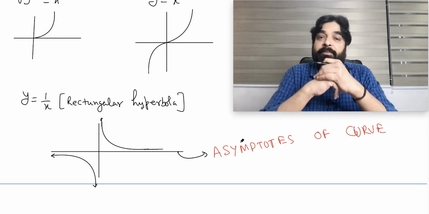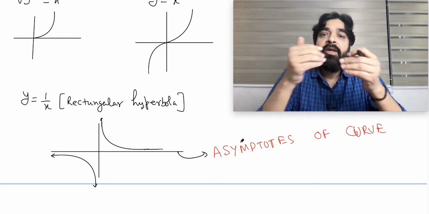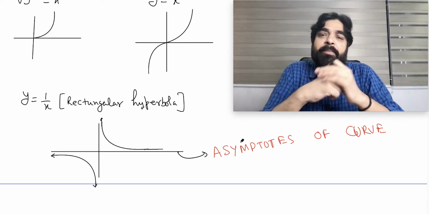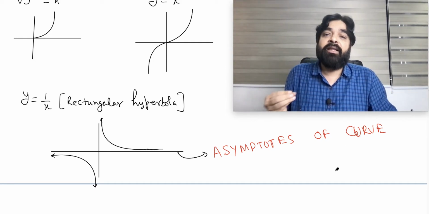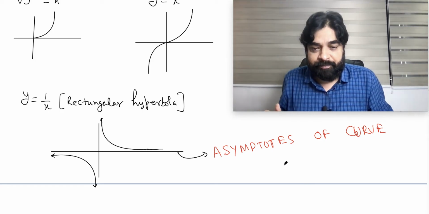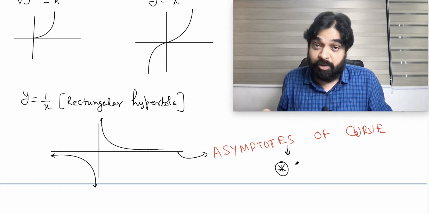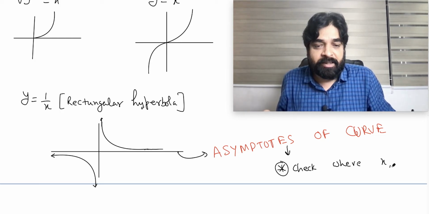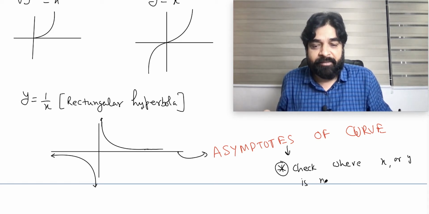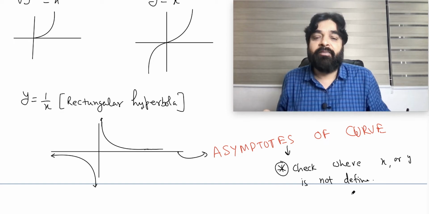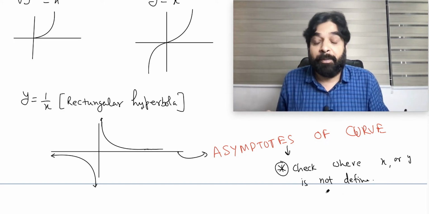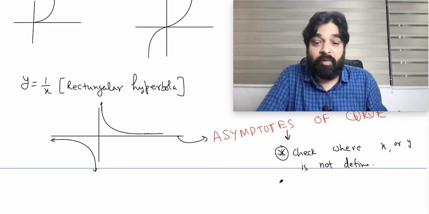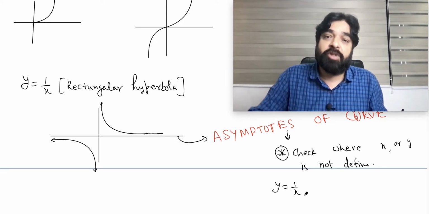How will we find the asymptotes of any curve? If anybody asks how to know whether asymptotes exist without drawing the graph, it's very simple. For checking asymptotes, check where x or y is not defined. That will give you the asymptote equation. Suppose somebody asks whether y equals 1 by x has asymptotes or not.